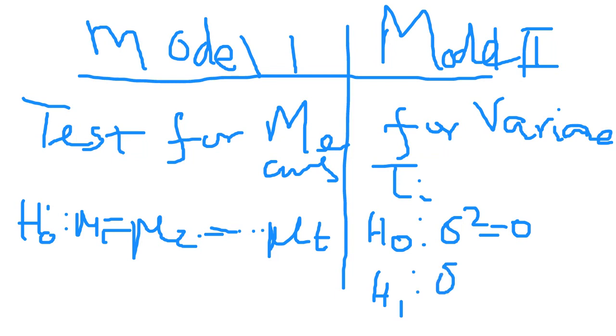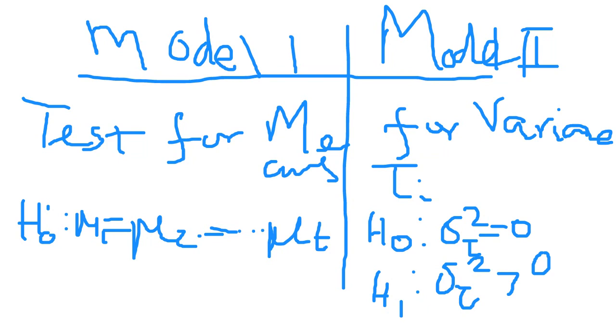Sorry, sir. There's something important here that I missed. The variance of tau i is very, very important, to put that sign. Who's talking? Me. Model 1 is a test for what? Test for the means. Okay, thank you.